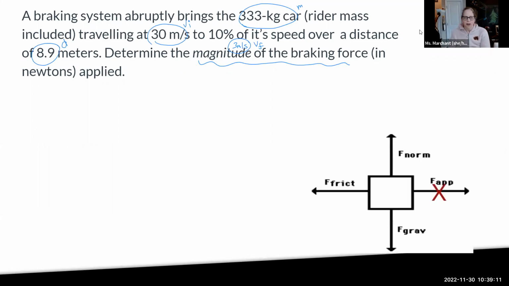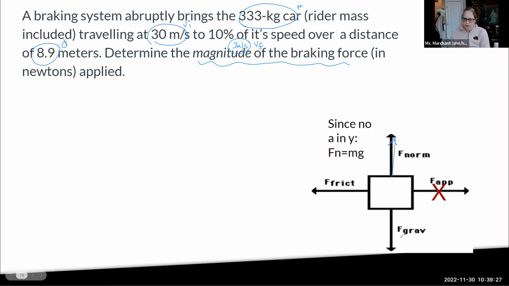Okay. We don't have a force applied. We just have the braking system. Remember, the brakes are the friction. Okay. What else do we know? We know the force of normal is equal to mass times gravity, because the force of normal is going to equal the force applied. Okay. And then we know there is some sort of acceleration. Why? Because there's a change in velocity.